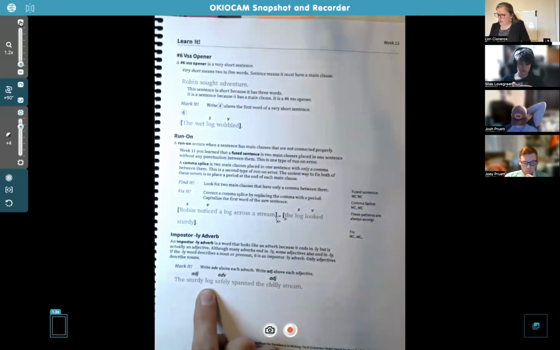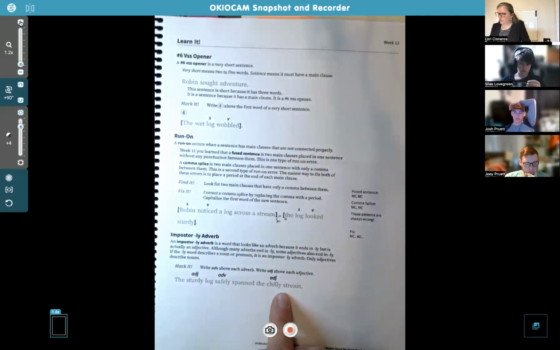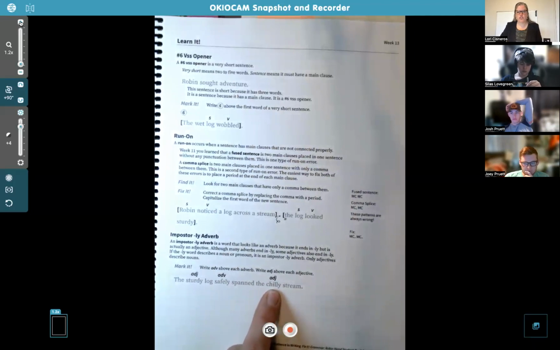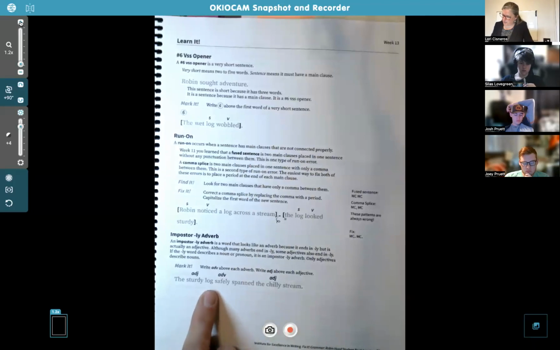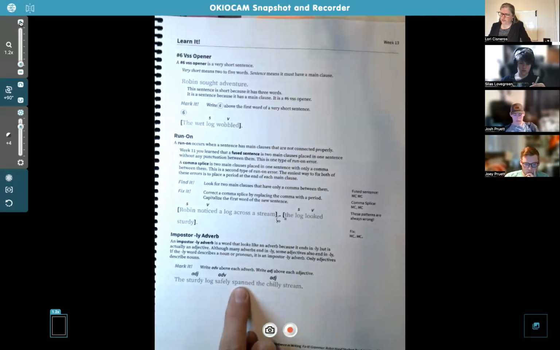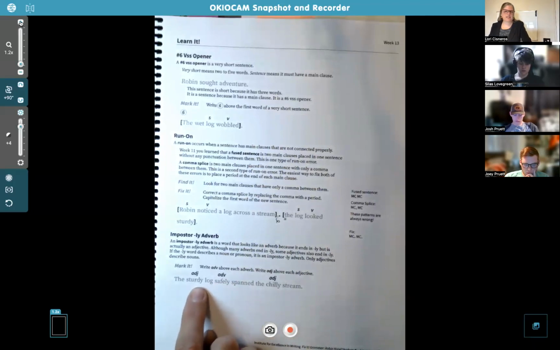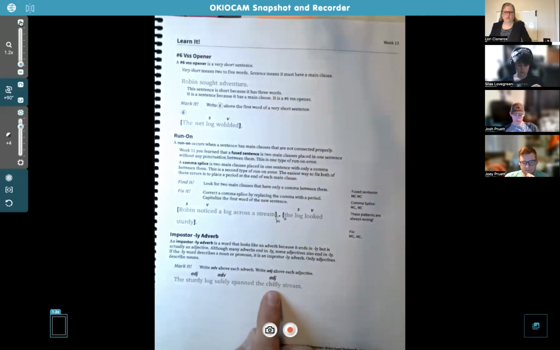The sturdy log safely spanned the chilly stream. So here's an example of an imposter. We have chilly. It ends in ly, but it's not an adverb. It's not modifying the verb. It's modifying the noun. Same here. Safely spanned. That's actually an adverb because it has an ly, but this one, sturdy, doesn't have an ly, so that's not a good example, but it is an adjective describing the log. So here's the imposter one, chilly.